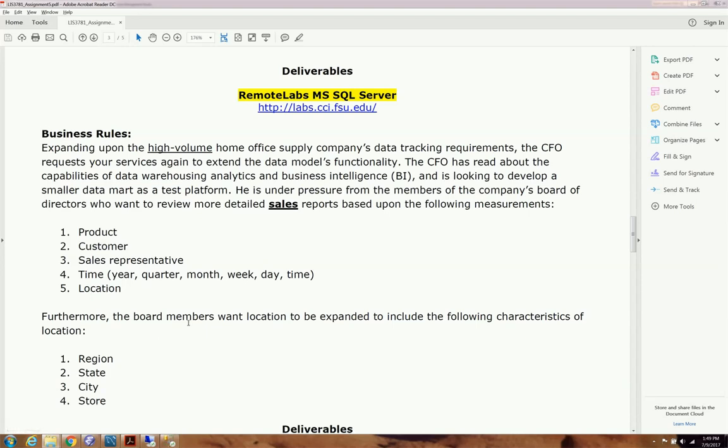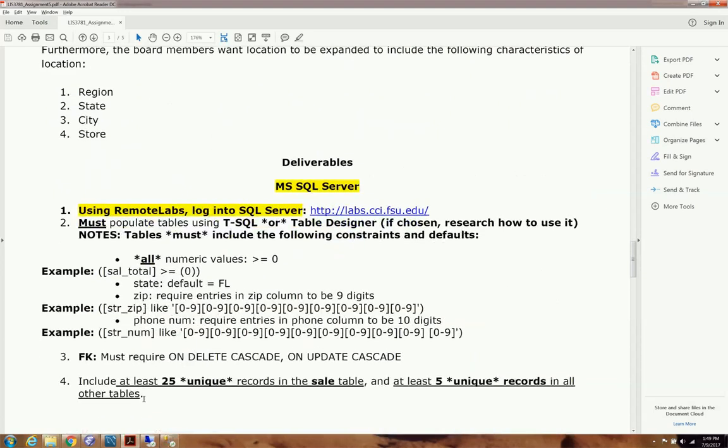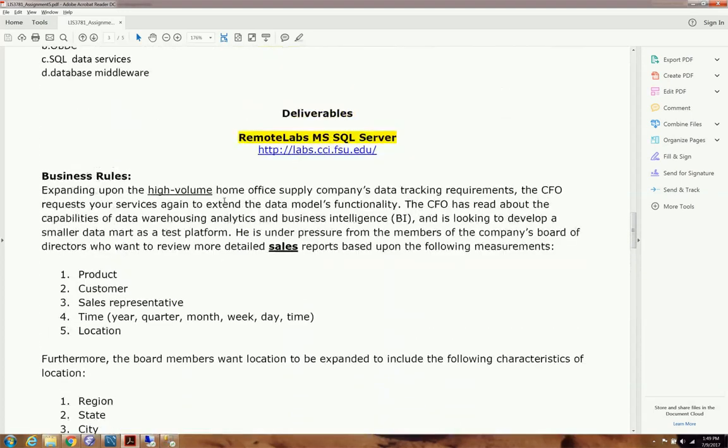So further, the board members want location to be expanded to include the following characteristics of location, and that is region, state, city, and store. Here are the deliverables. Again, gang, please make sure that you are doing this in Microsoft SQL Server, which can be accessed through labs.cci.fsu.edu.